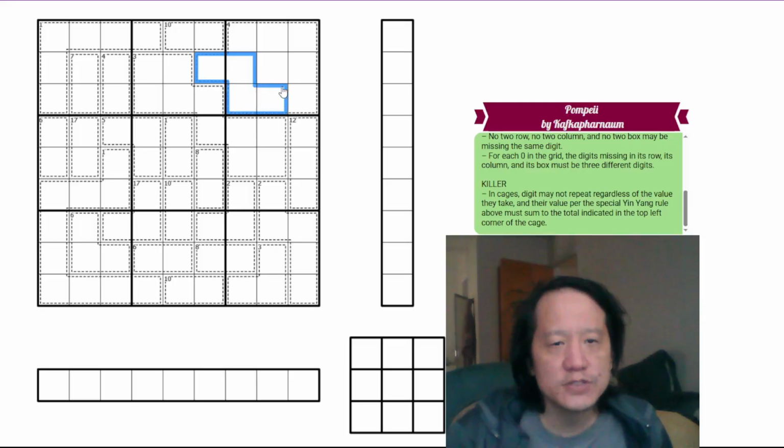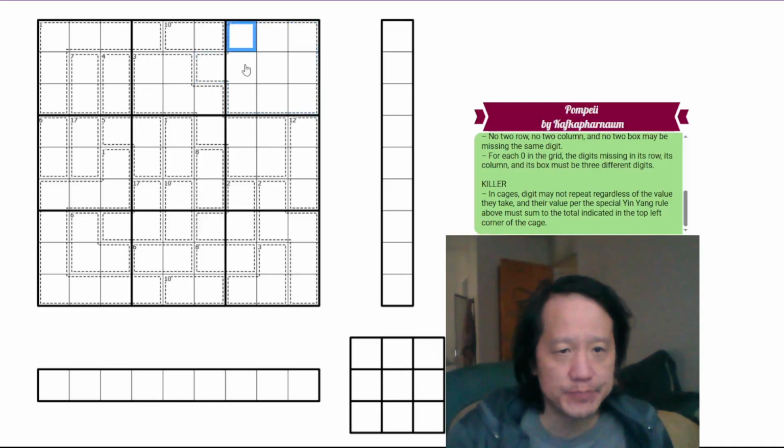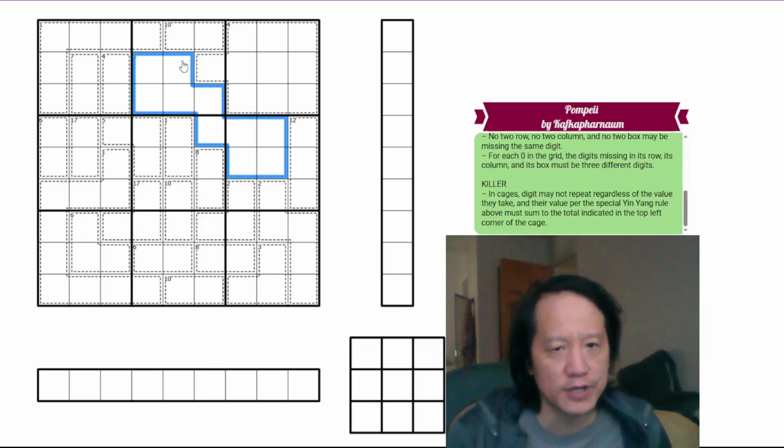Okay. So, we have a cage here which has 10 digits. So, it must have the digits 0 through 9. That means whatever digit is here is the missing digit that's in the upper box 3. Also, we have 10 cells here, so this is also the digits 0 through 9.